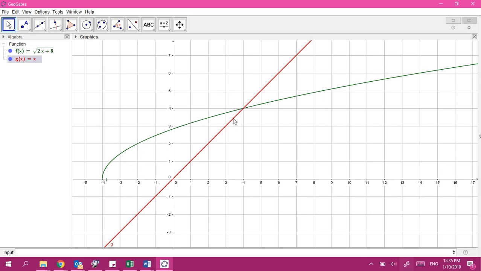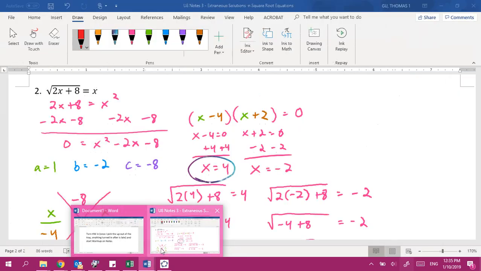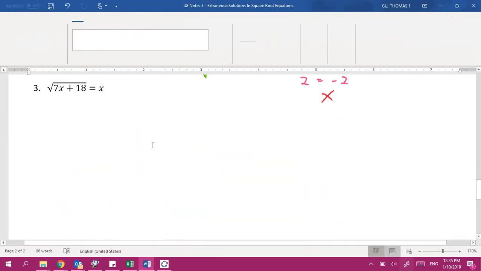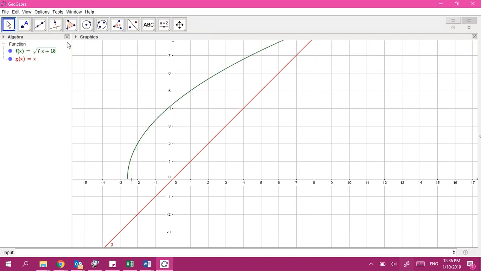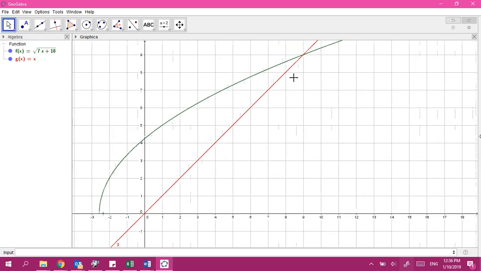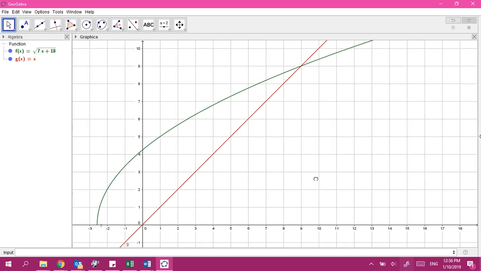Okay? And just to show you how great of a tool this is, I'm going to show you from the beginning on number 3. Let's just say you had your calculators and you could graph it from the beginning. So 7x plus 18, I'm going to graph that. Or you could do it by hand, but that would take some time. Now look at this. This is what the graphs would look like. What is the x value right here where they cross? It is a 9. That's right, it's 9. So that means your answer should be x equals 9.